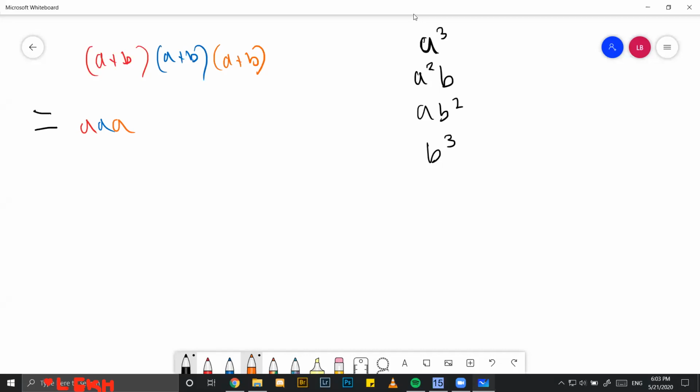Can you do it any other way? This a comes from the red one, the a from here comes from the blue one, the a from here comes from the orange one. But from all of these you can only choose the a, because if you chose the b, you'd get something else. We want only a cubed. So surprisingly, there's only one way you can get an a cubed.